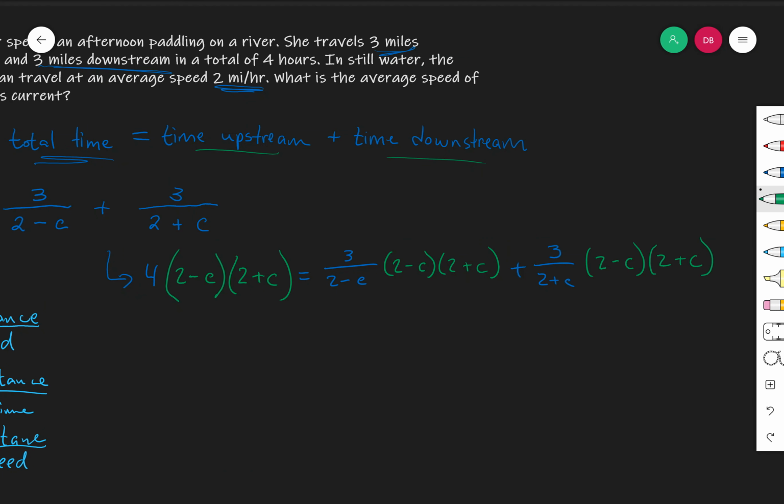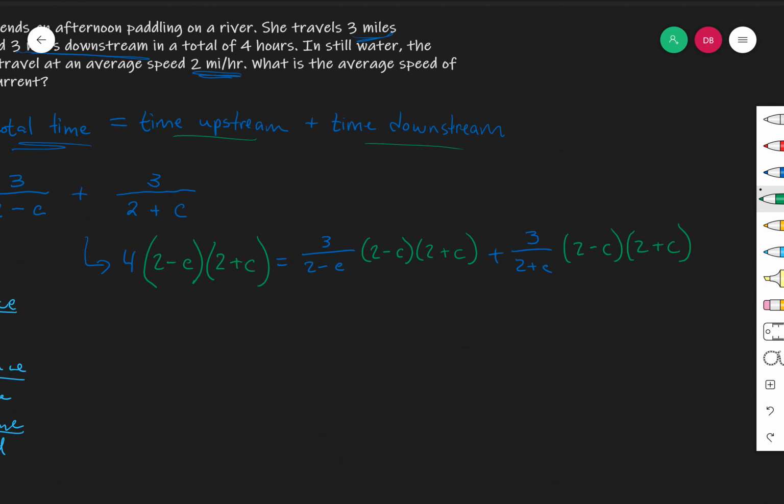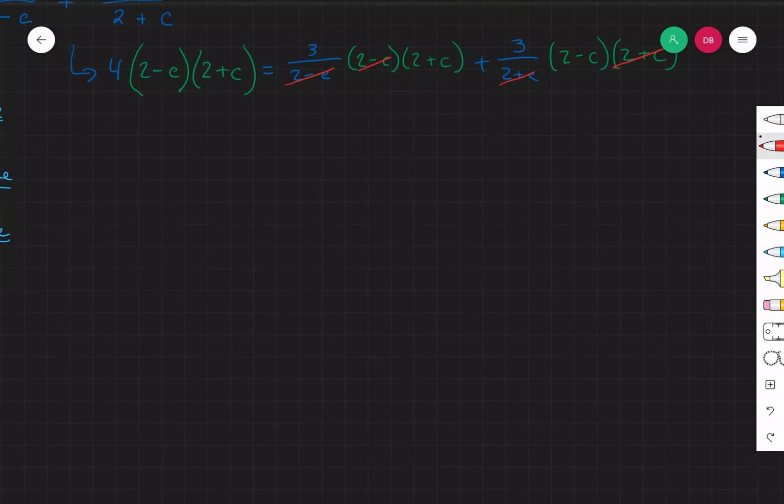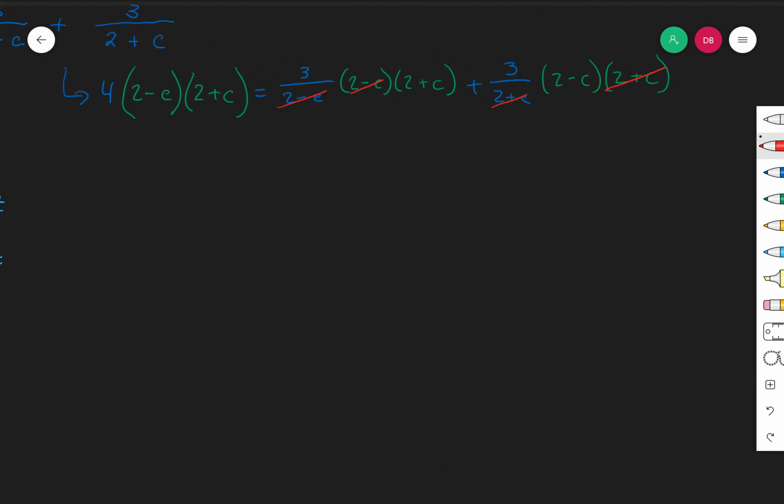Okay, so now we've got this big equation that we need to simplify. So first let's figure out what cancels out. Well, on this left-hand side, nothing cancels because there's no denominator. But over here, things cancel. 2 minus c's cancel, and over here, our 2 plus c's cancel. So now we just kind of have to multiply everything out, and that might get a little hairy. So I'm going to give myself some room, but it's nothing difficult.